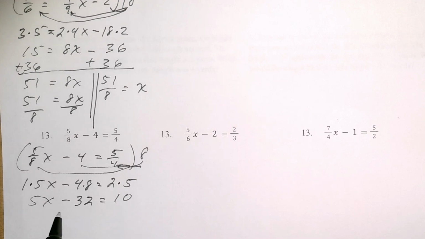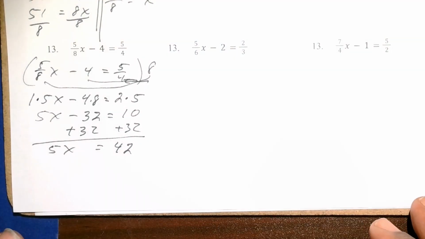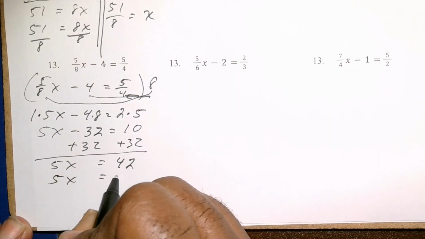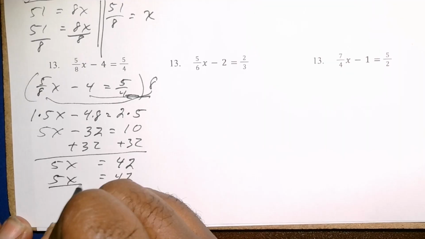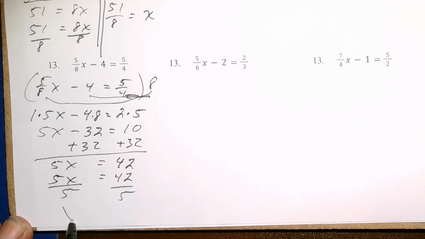Now to isolate the x, we're going to add 32 to both sides. So we get 5x equals 42. Okay, and from here, we're going to take the 5x equals 42 and divide both sides by 5. If I divide by 5, I get 1x equals 42 over 5, and that fraction does not simplify.